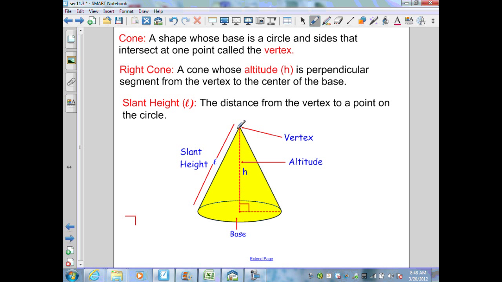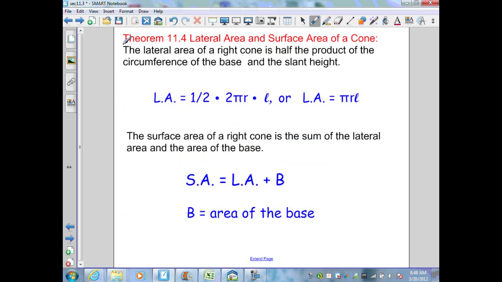It is a segment from the vertex to a point on the circle itself. And when the altitude is perpendicular to the base, it is known as a right cone. Theorem 11.4, lateral area and surface area of a cone. The lateral area of the right cone is half the product of the circumference of the base and the slant height.